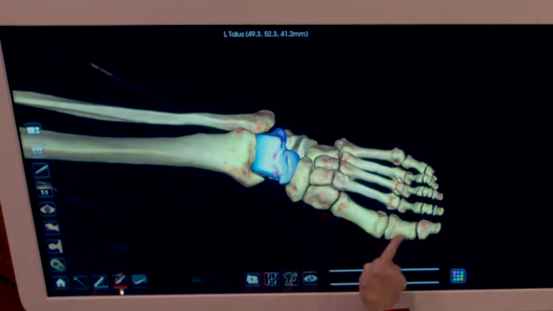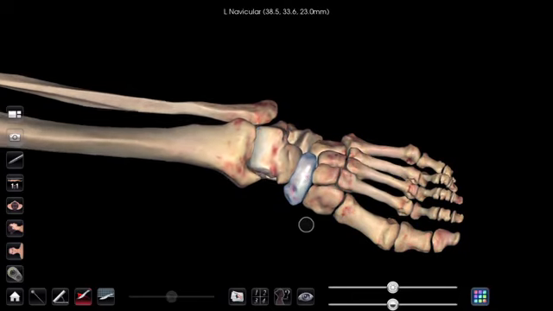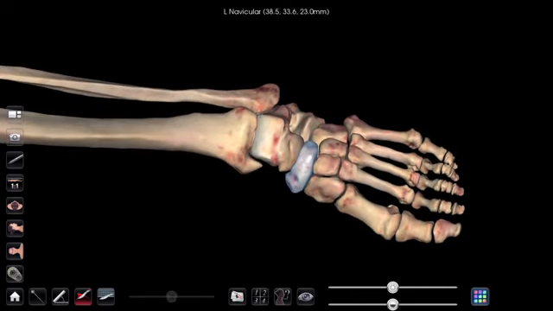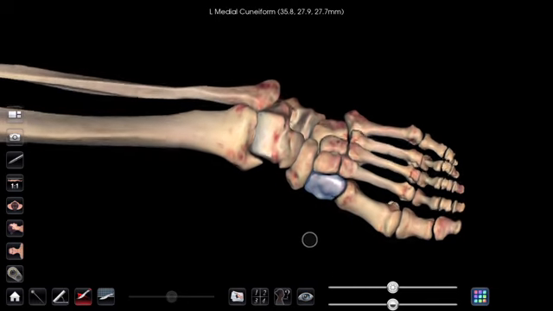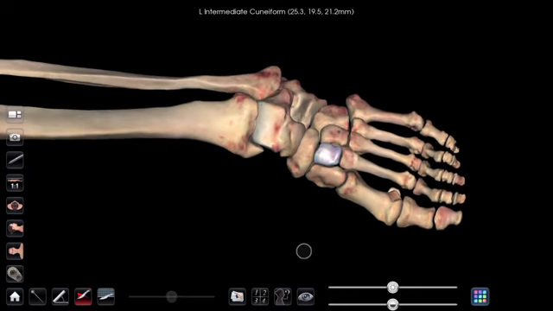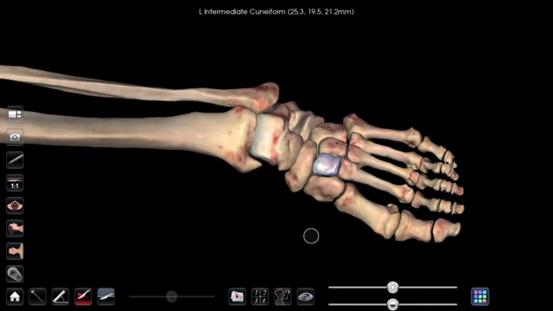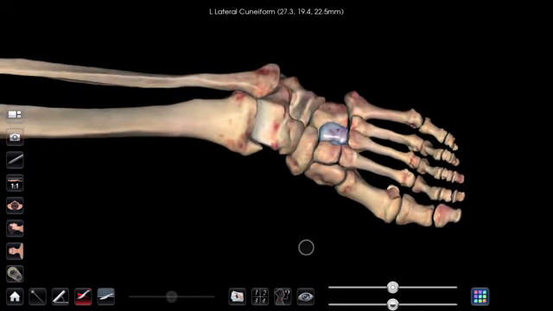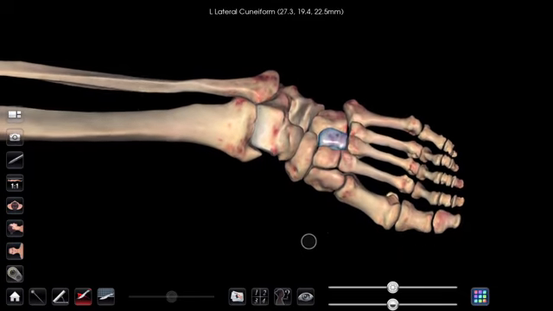And if we follow down this medial edge, we see the navicular and the medial cuneiform, or first cuneiform as it's sometimes called, the intermediate or second cuneiform, and the lateral cuneiform or third cuneiform.